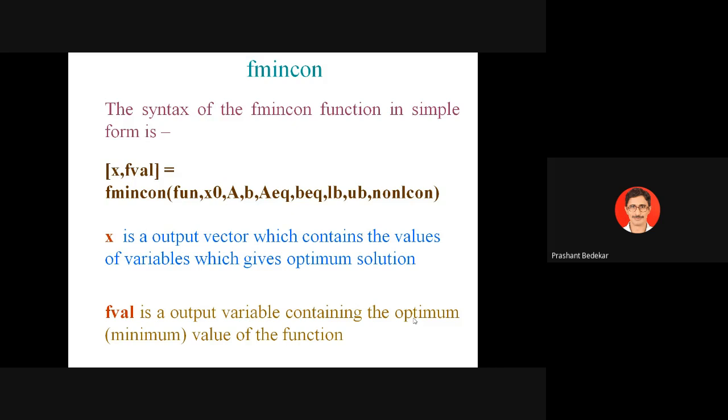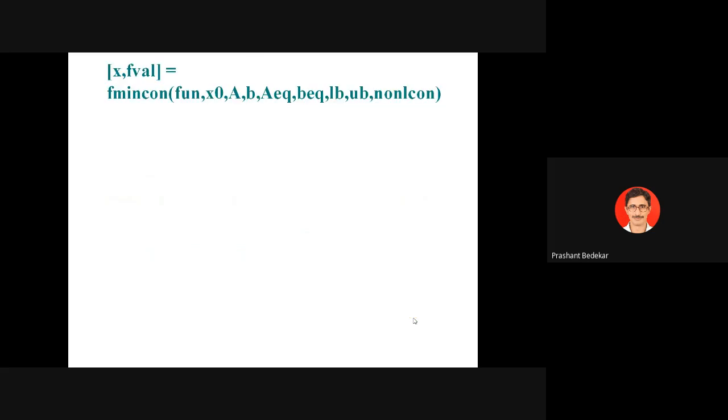Now let's see the meaning of the terms on the right hand side. See, the meaning of the first two terms is exactly the same as we have seen in case of fminunc. Fun indicates the function which contains the objective function. X0 is the starting point. You have to give the starting point from where to start.